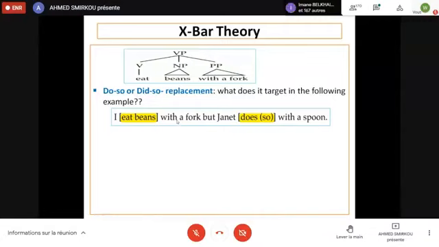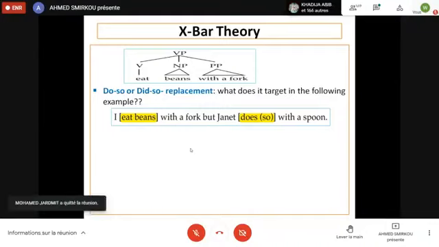Okay? I eat beans with a fork, but Janet does so with a spoon, which means we are not similar in terms of the instrument we use to eat. I use a fork, she uses a spoon, which means that with a spoon excludes with a fork.